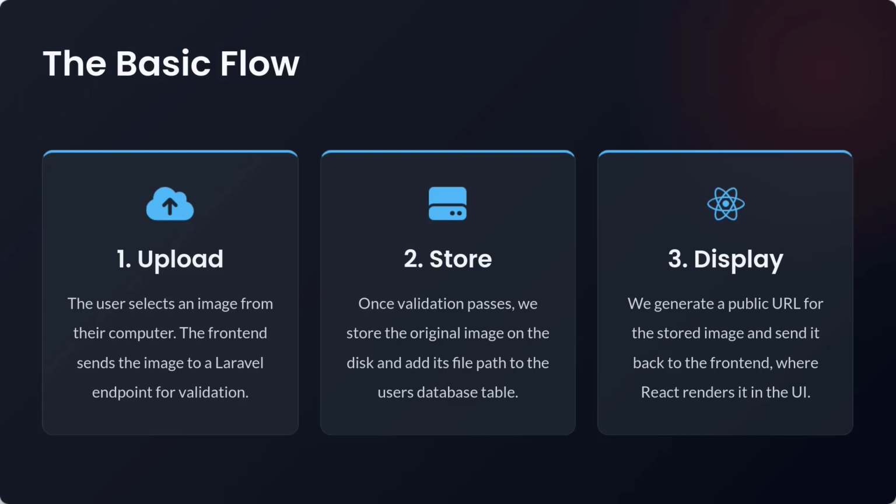Since we need to know where that image lives, we will also add a new column to the users table to store its path. After that, whenever we load the authenticated user, we'll generate a public URL for the image and send it back to the frontend, where React displays it throughout the application.